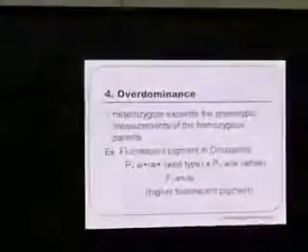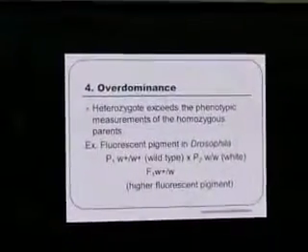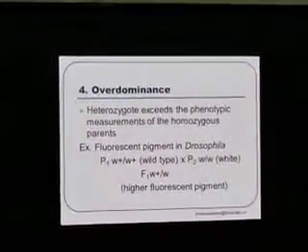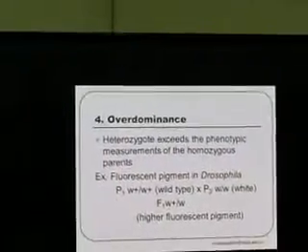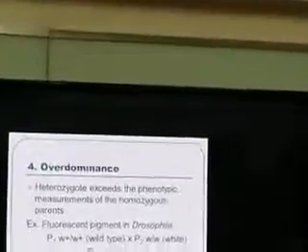Okay, so let's move on to the last one. The last one would be overdominance. So when you say overdominance, the phenotype of the heterozygous is said to be an exaggerated form of your homozygous dominant and homozygous recessive.